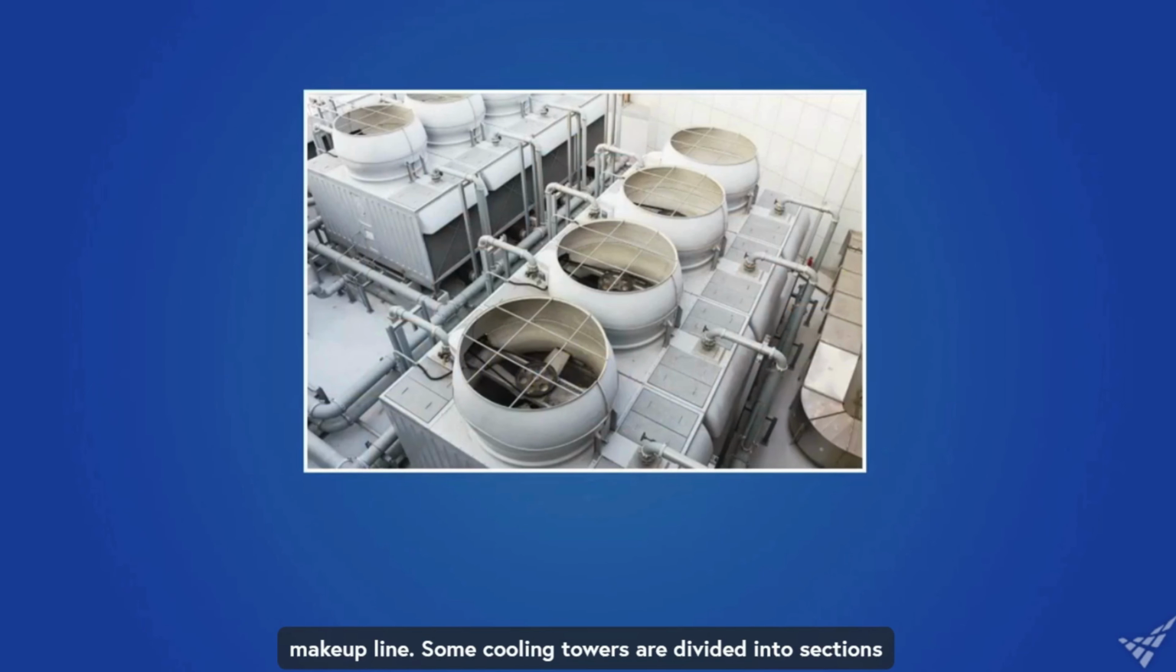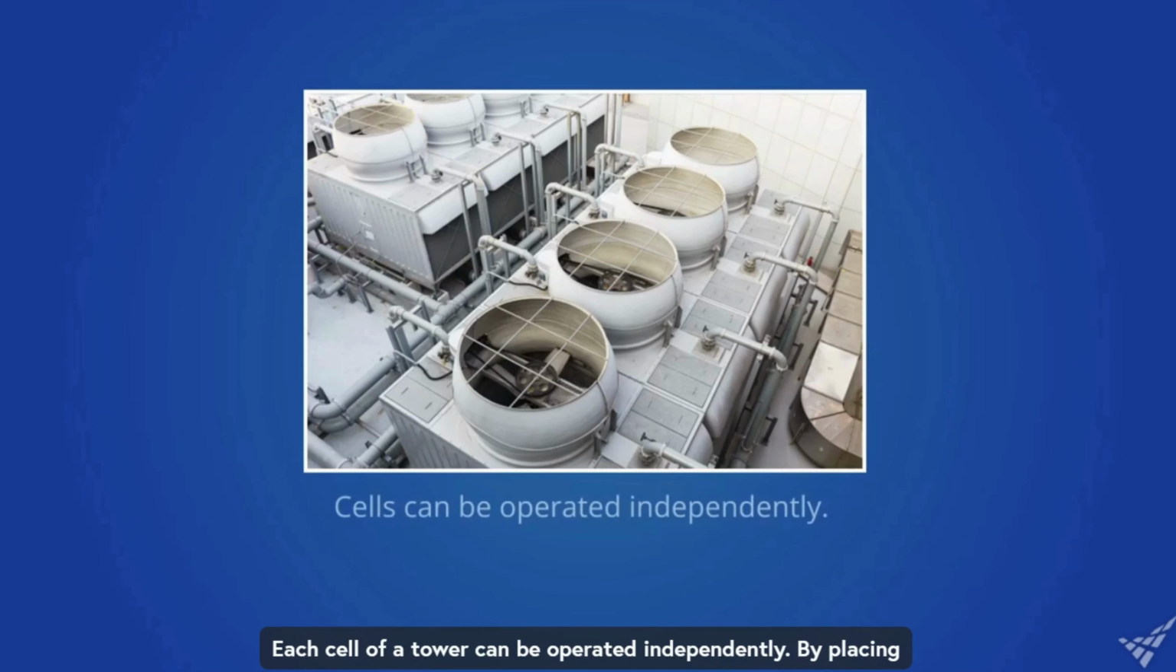Some cooling towers are divided into sections called cells. Each cell contains all of the components of a single tower, except that it shares a common catch basin. Each cell of a tower can be operated independently. By placing a cell in service, or by shutting it down, the overall cooling tower can respond to changes in weather conditions and cooling demand.